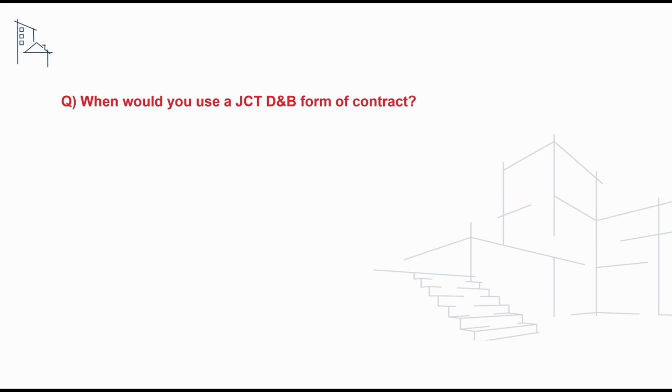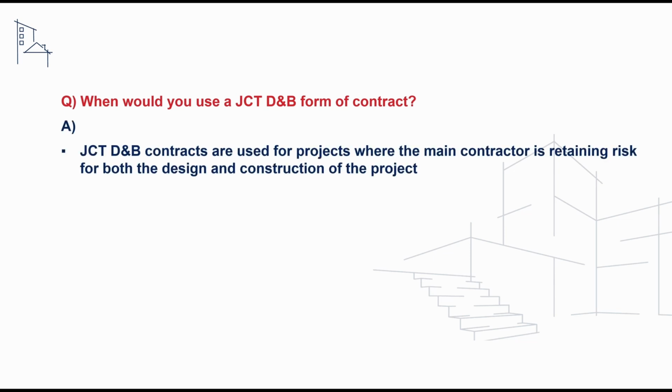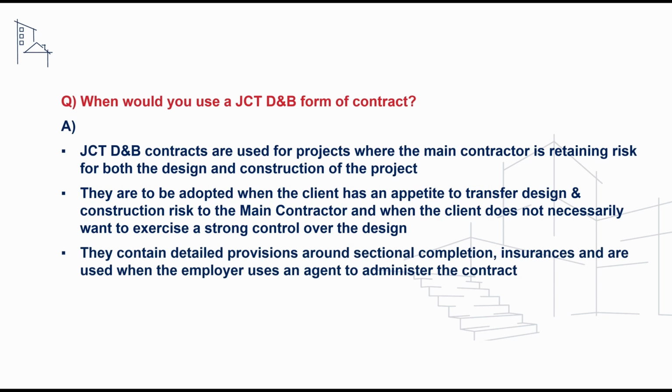We may also be asked a question on when we would look to use a JCT design and build form of contract. And to address this, we can say that a D&B contract would be used for projects where the main contractor is retaining risk for both the design and construction of the project. They are to be adopted when the client has an appetite to transfer design and construction risk to the main contractor, and when the client does not necessarily want to exercise a strong control over the design. We could also say that they contain detailed provisions around sectional completion, insurances, and are used when the employer uses an agent in order to administer the contract.